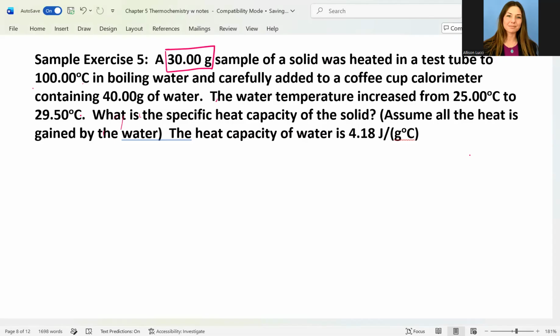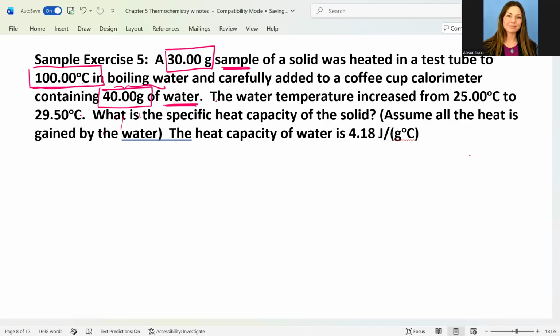test tube. So we get it to be in boiling water. So we assume that its initial temperature is 100 degrees Celsius. Then we carefully add this solid of unknown composition to 40 grams of water in a calorimeter. So that's 40 grams of water, 30 grams of sample.